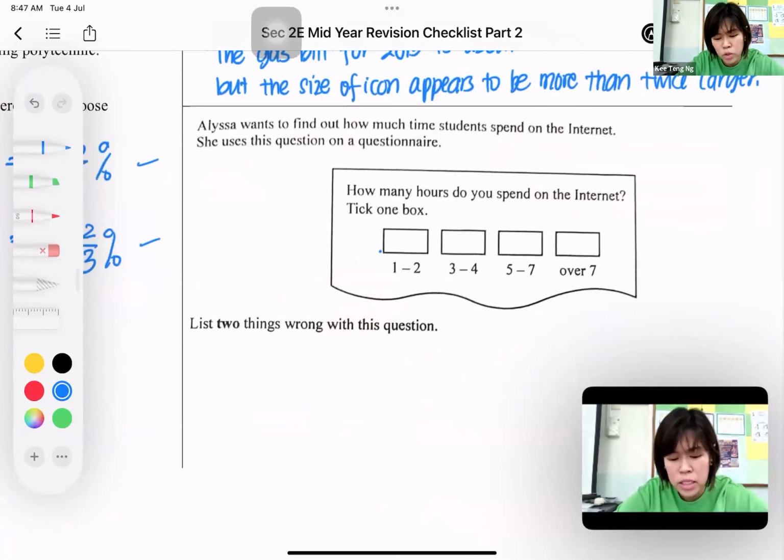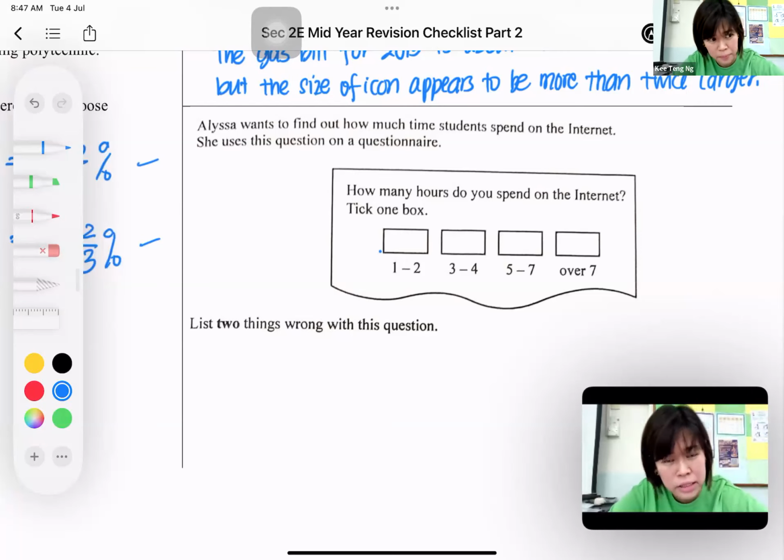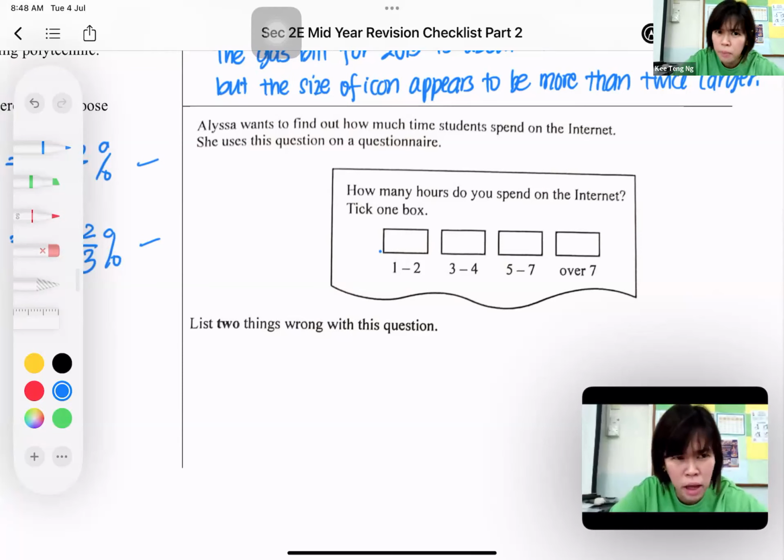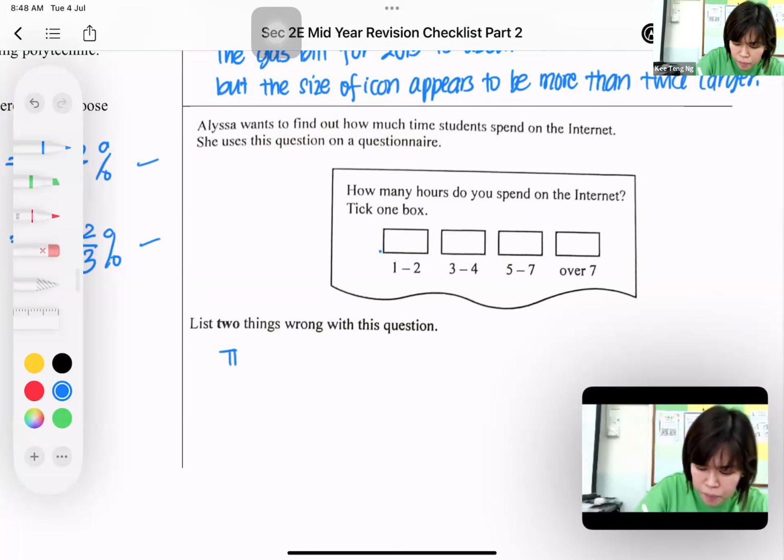Next one, Alyssa wants to find out how much time students spend on the internet. She uses this question on a question app. So list two things that are wrong with this question. Technically speaking, this question itself has many problems. First one, how many hours do you spend on the internet? The question is not very clear. Am I asking you about how many hours you spend on the internet per day, per week, per month, or whichever? It did not state the interval, the frequency of the question, right?